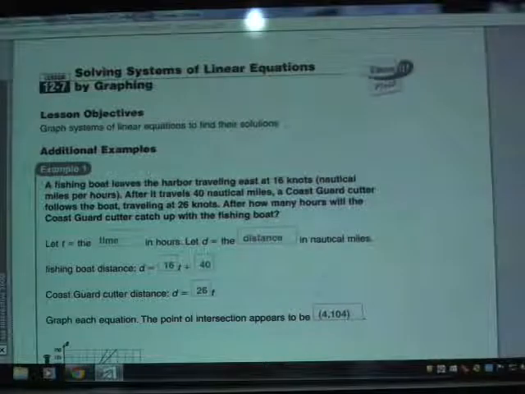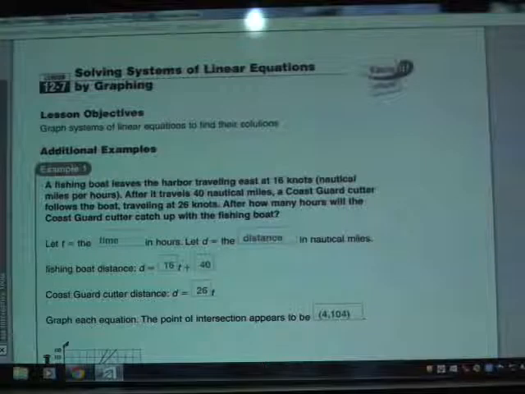Now, Coast Guard ship, it's starting at ground zero. It's just trying to catch up to that other boat. It's just traveling at 26 knots. Again, it hasn't gone anywhere yet. So the equation there is going to be d equals 26t. 26 times however many hours it's out is going to equal the distance it's out.